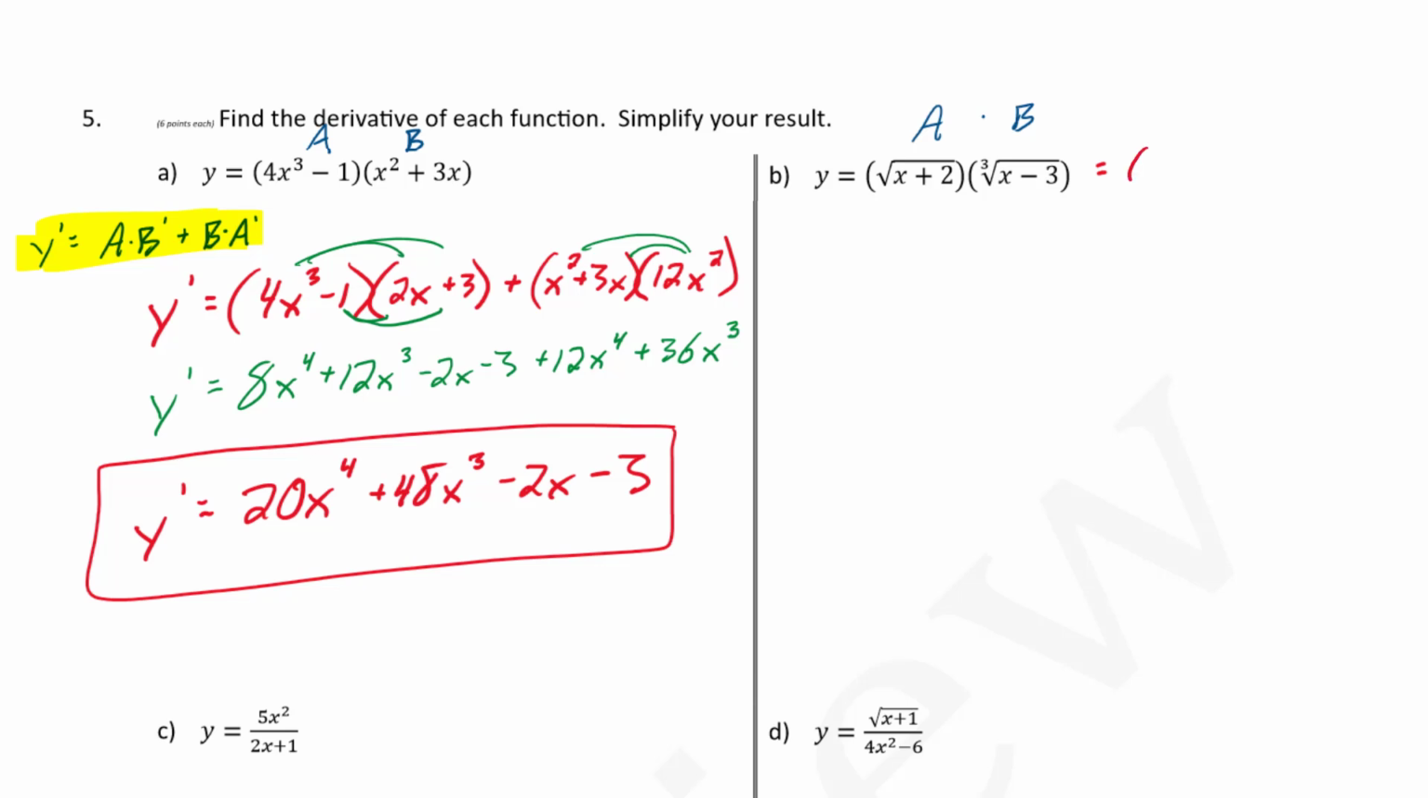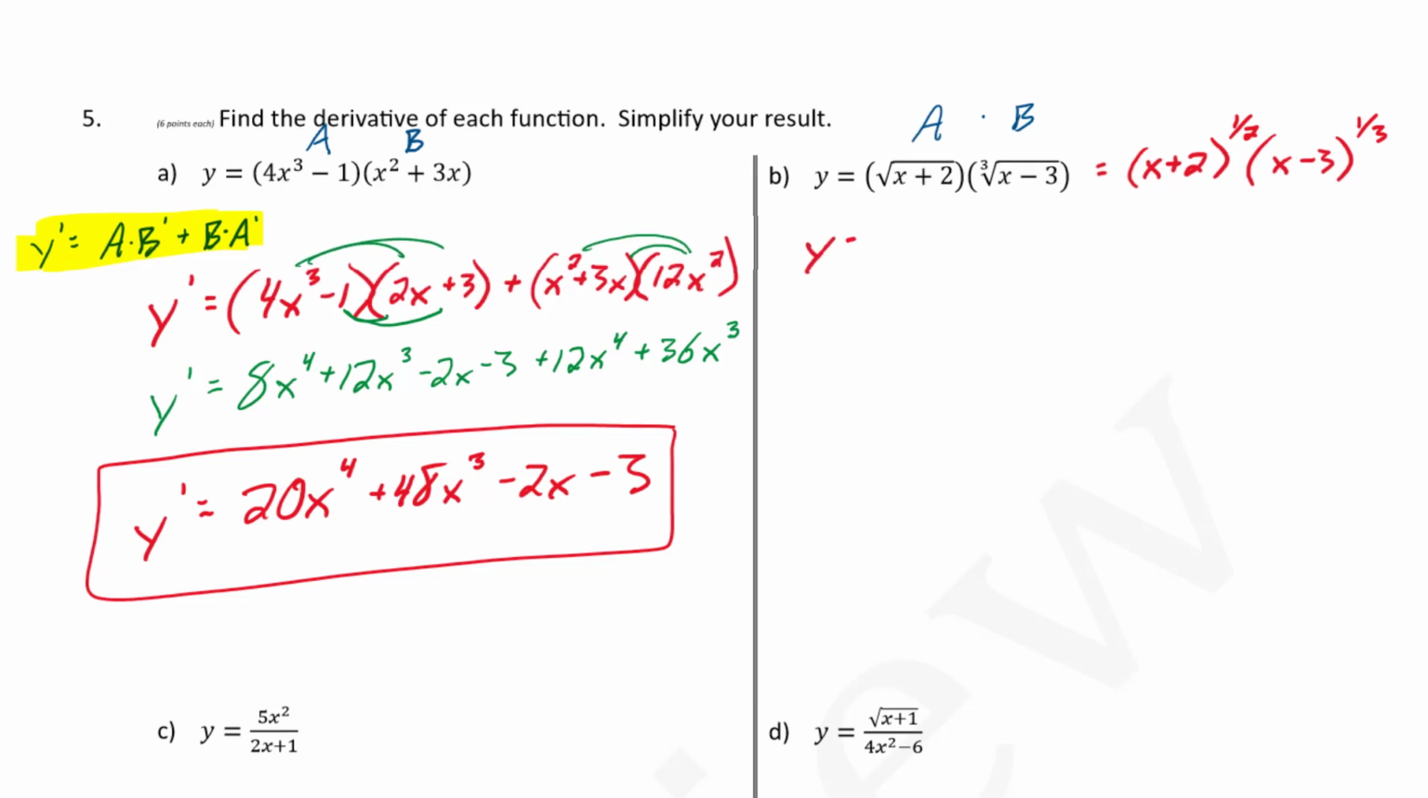For this one though, I might recommend just right off the bat getting rid of those radical symbols. So this really is the same as saying x plus 2 to a 1/2 power, and then the other one is an x minus 3 to a 1/3 power. And then from here, it's just going to be a matter of how do I apply the power rules. And this is also kind of a chain rule, but at least the nice part of this is the inside derivatives each time are just going to be a 1. So I'm not going to have to worry about doing a whole lot with the chain rule portion at least.